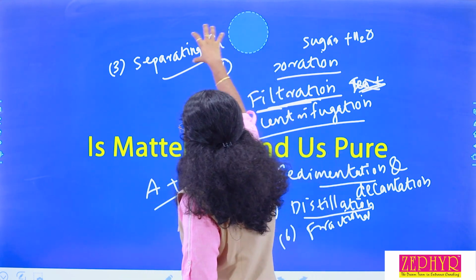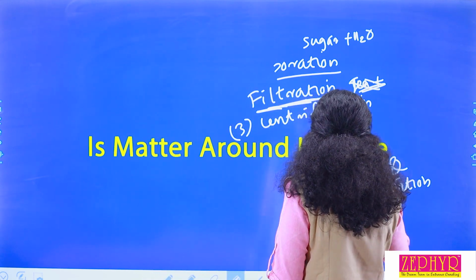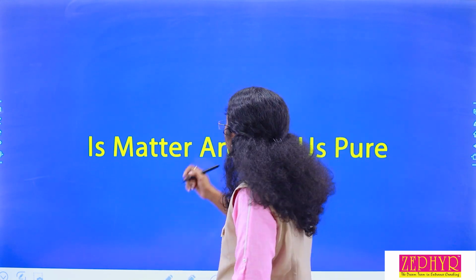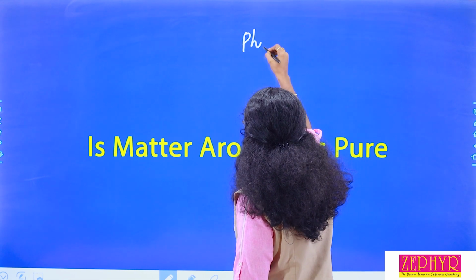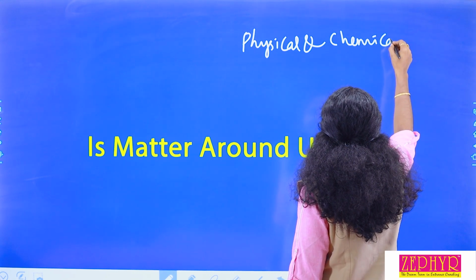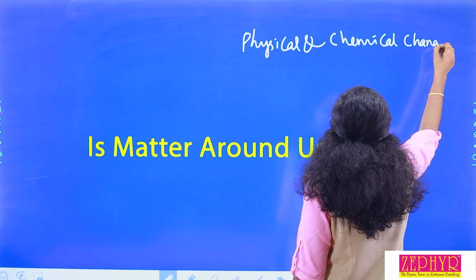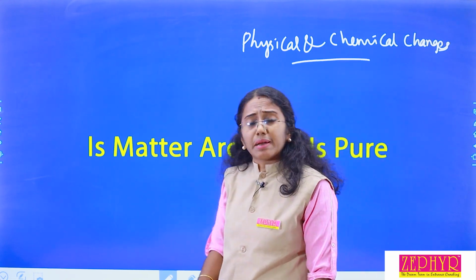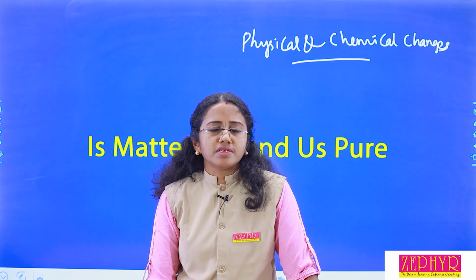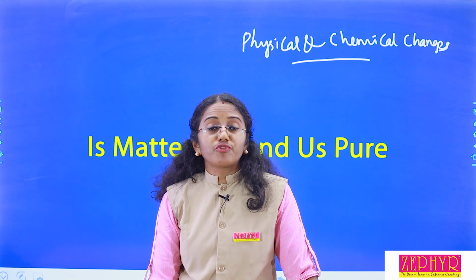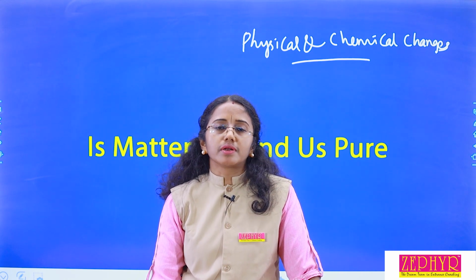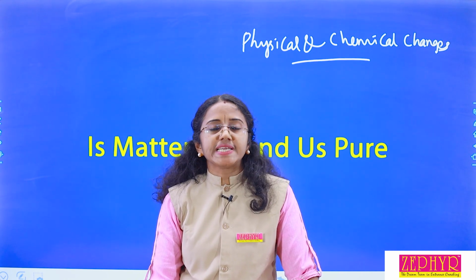Okay, these are the separation methods given in this chapter, "Is Matter Around Us Pure?" Then the next concept given is physical and chemical changes. Physical changes are temporary changes. No new substance is produced, and no chemical reaction takes place in a physical change. For example, melting of wax or ice, evaporation of water, and cutting of trees are physical changes.